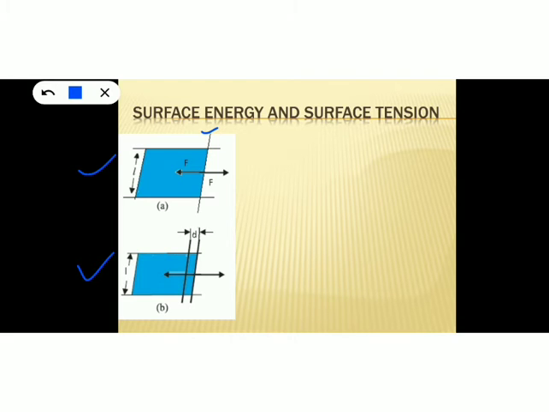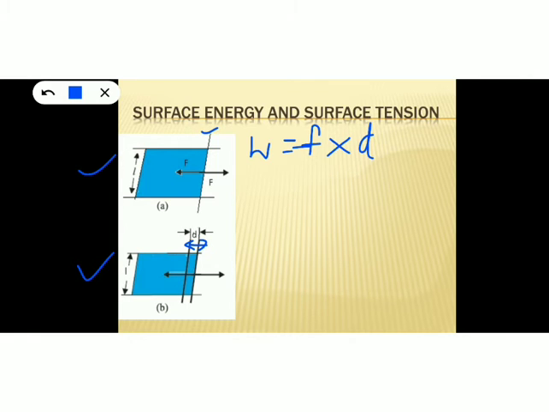So here we can see, we have moved the bar a small distance, small d. Some work has to be done here because the area of the film has increased. That work done, W, is equal to force into displacement, and this work done is stored as additional energy in the film.